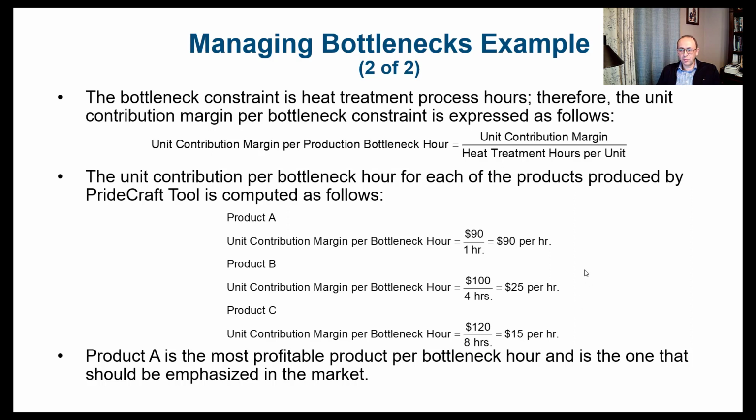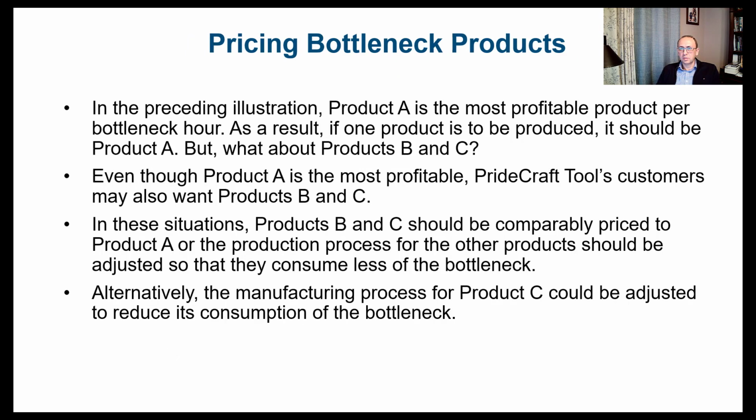So now I think we can tell that product A is the most profitable product per bottleneck hour and is the one that should be emphasized in the market. There's an issue with pricing bottleneck products. In the example that we just talked about, product A is the most profitable product per bottleneck hour. As a result, if one product is to be produced, it should be product A. But what about product B and C? So even though product A is the most profitable, Craft Tool's customers may also want product B and C, and we need to satisfy the customer's demand.